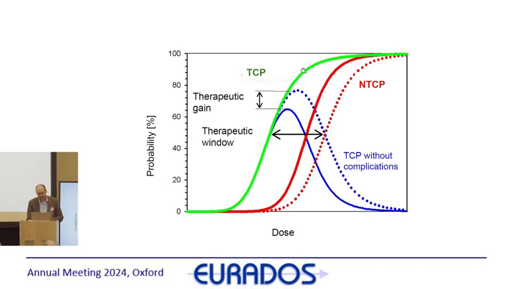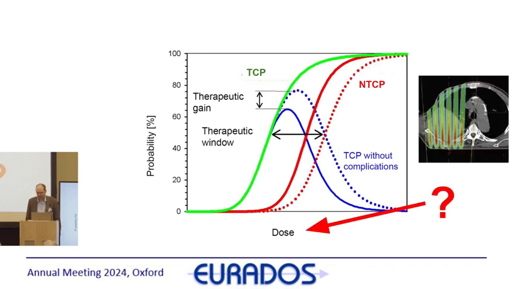Now, if you subtract these two curves, then we have the blue curve, which is the tumor control probability without complications. Now, the entire idea about finding new modalities and so on, we want to increase this therapeutic window. We want to have a therapeutic gain, so we increase the sweet spot, which we have over here, where you have the highest chance of tumor control without complications. Good. What does this mean for grid?